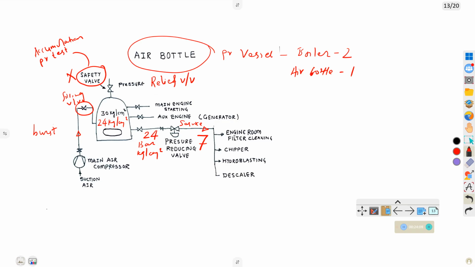And from there it goes to engine room cleaning, chipping on deck, hydroblasting, descaler, and the ship whistle. Then control air. How much is it usually? Usually it is 7 bar only. Okay.